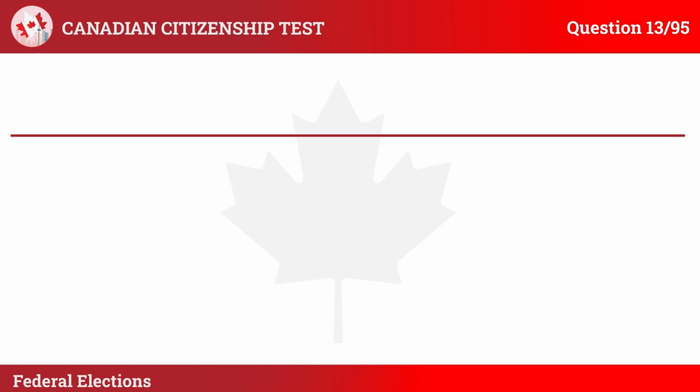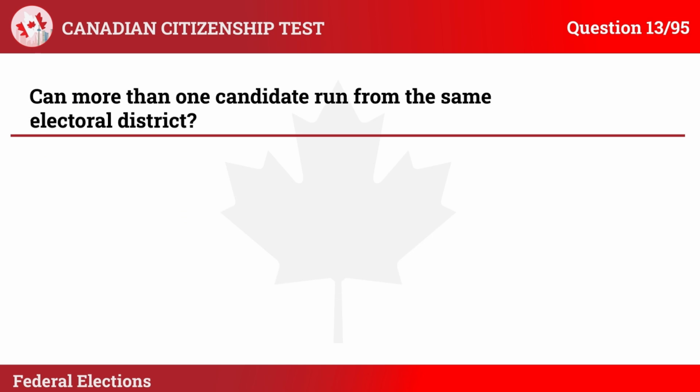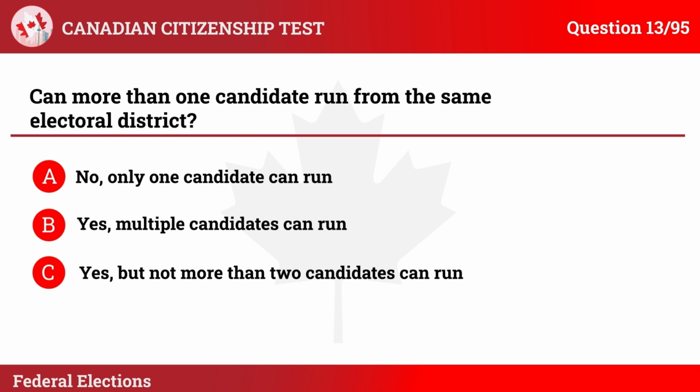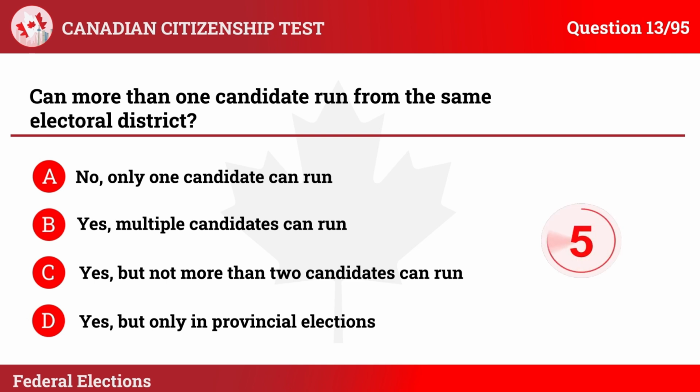Question 13. Can more than one candidate run from the same electoral district? A. No, only one candidate can run. B. Yes, multiple candidates can run. C. Yes, but not more than two candidates can run. D. Yes, but only in provincial elections.